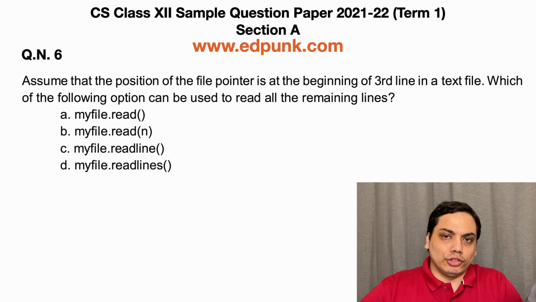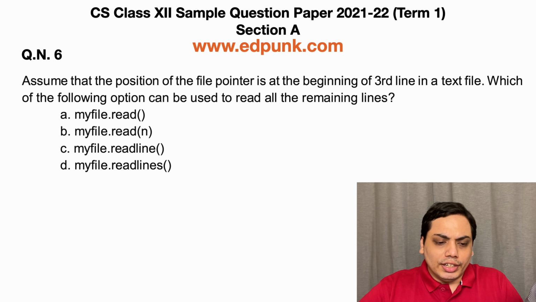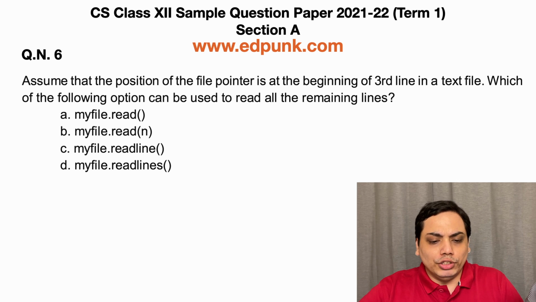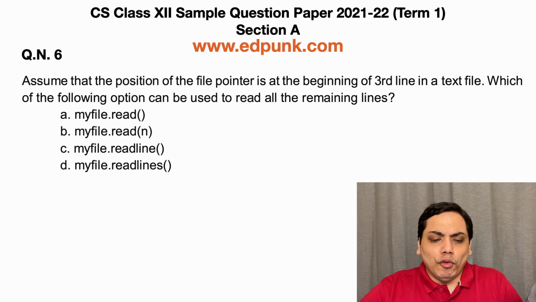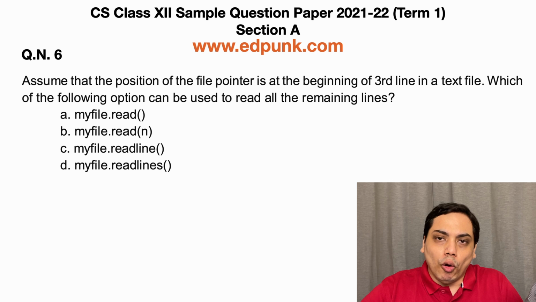Now moving on to the next question. Question 6 is, assume that the position of the file pointer is at the beginning of the third line in a text file. Which of the following options can be used to read all the remaining lines? Option A is myfile.read. Option B is myfile.read(n). Option C is myfile.readline. And option D is myfile.readlines.